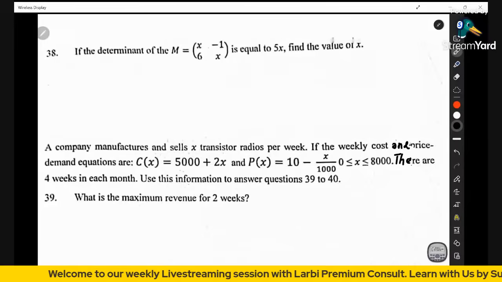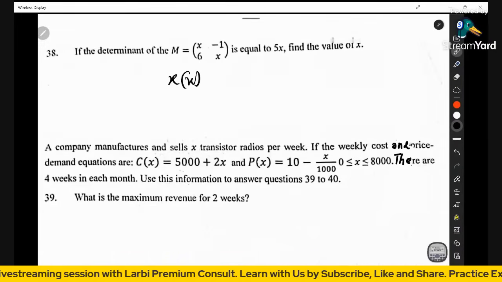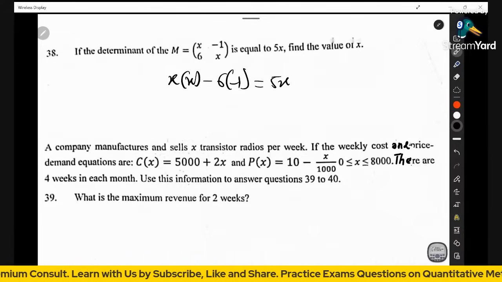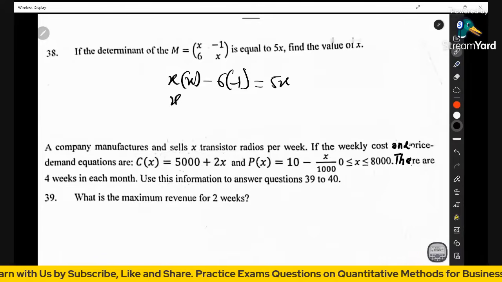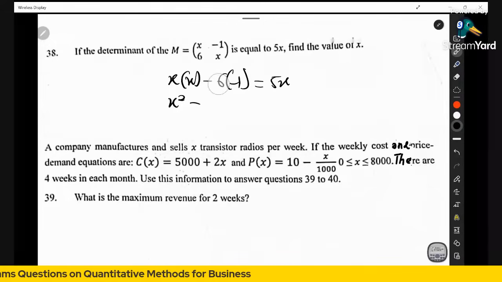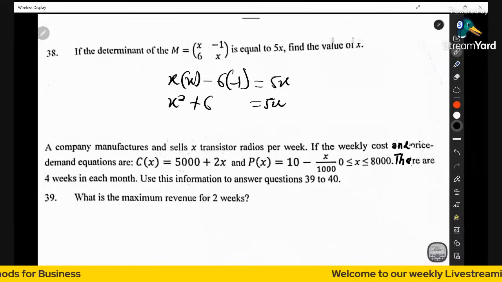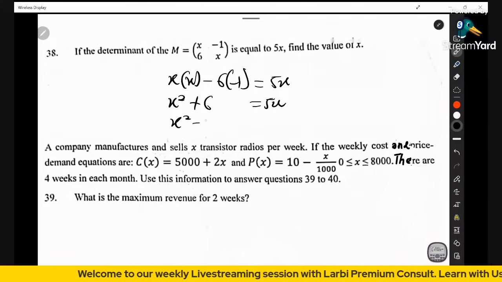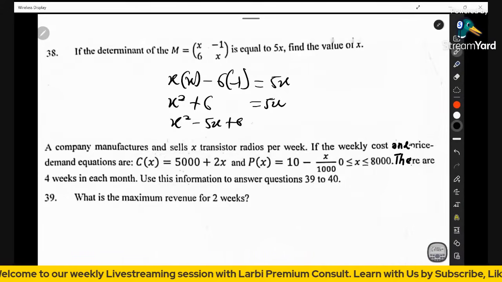Very simple. So we say that x multiplying x, compare that to 6 multiplying -1, and that should be equal to 5x. Okay, so we are getting x squared. We are getting here -6 times -1, you are getting +6, and that should be equal to 5x. So once you see this, you must group them in the form of ax squared plus bx plus c. So we have x squared minus 5x plus 6, and that should be equal to 0.